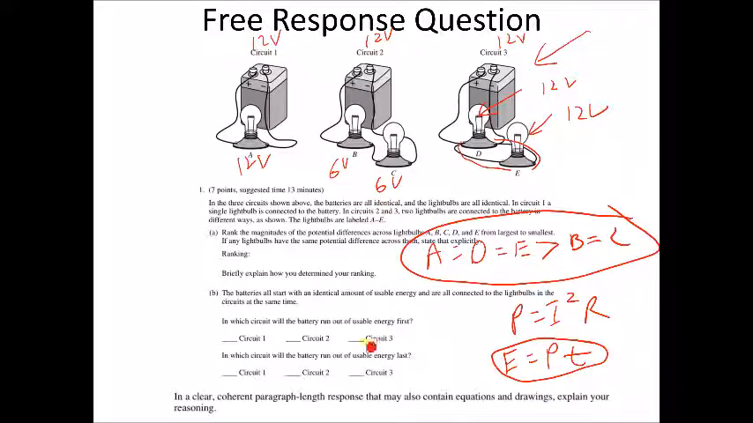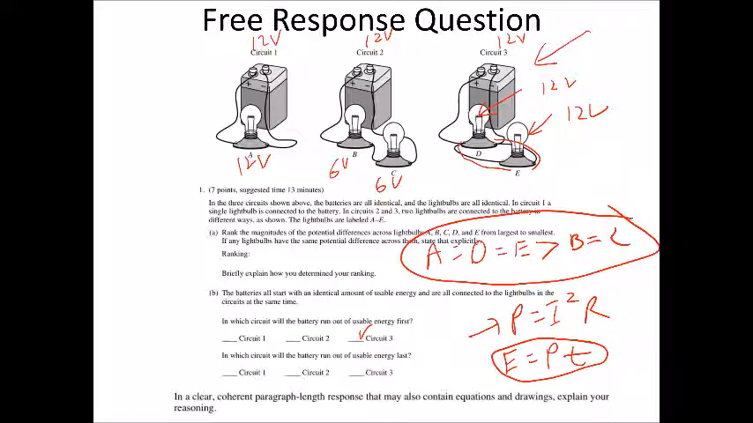So again, answer there, circuit 3, using the logic that circuit 3 has the least amount of resistance, therefore it's going to have the most current. Because it has the most current, it's going to dissipate the most power. And because energy is power times time, the circuit that dissipates the most power is also going to run out of energy first. And then the second one, in which circuit will the battery run out of usable energy last?